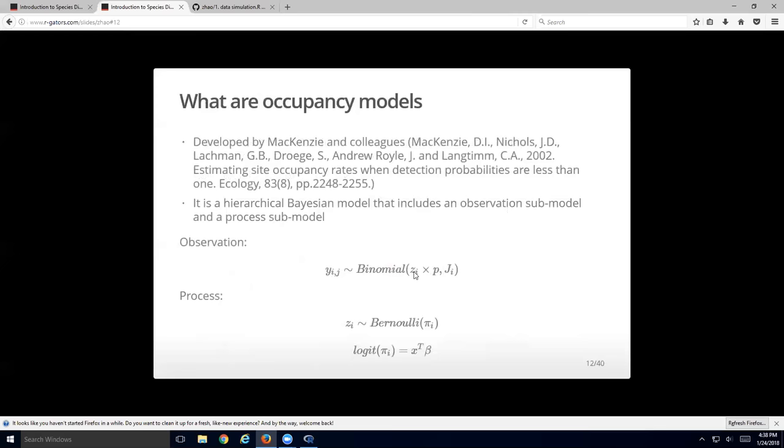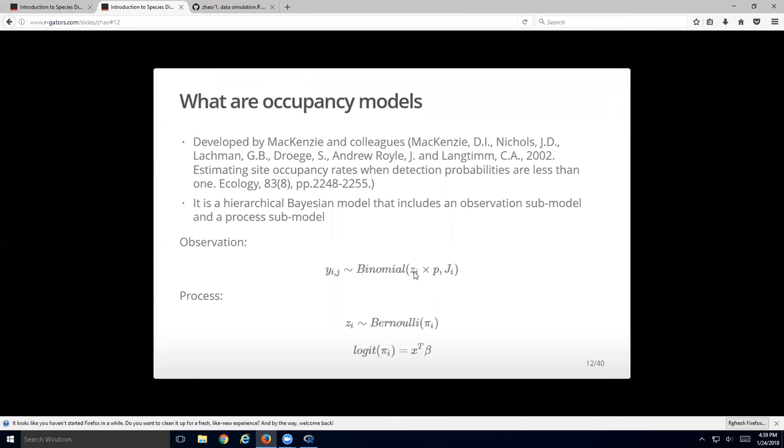Mm-hmm. So just to confirm, right, what this is asking is, if I'm looking for a particular species and I go to some part of the forest and I don't find that species, it could have been that I didn't find it because it never exists there, or it could exist there and I just happened to not see it.